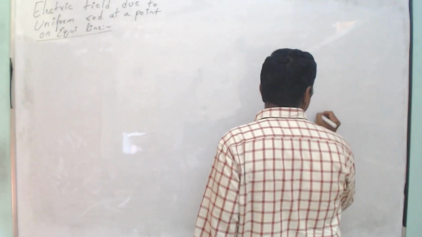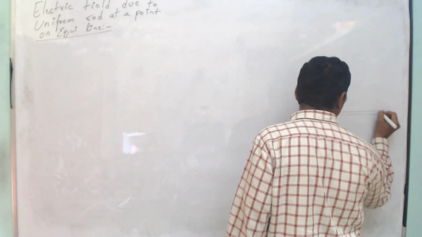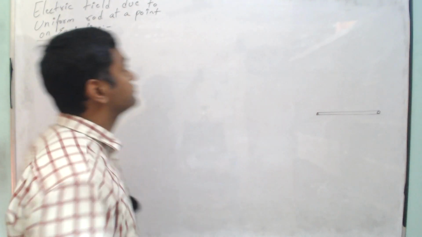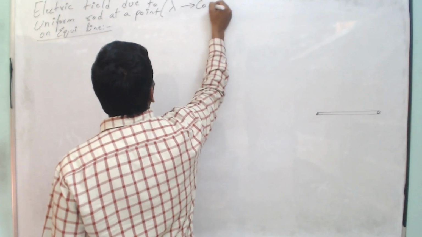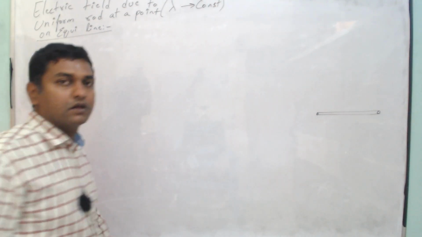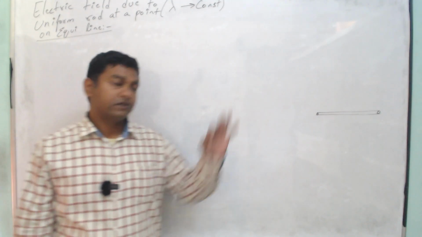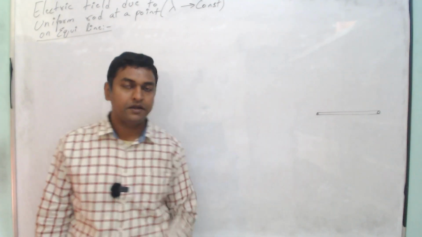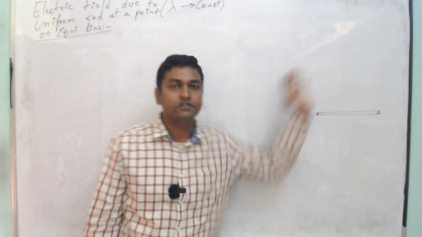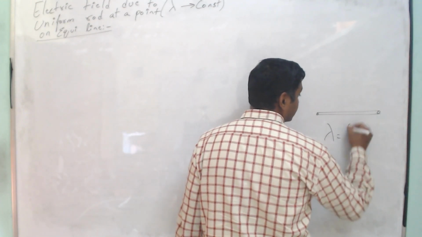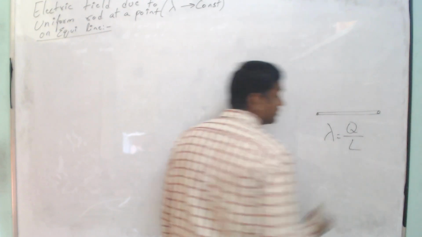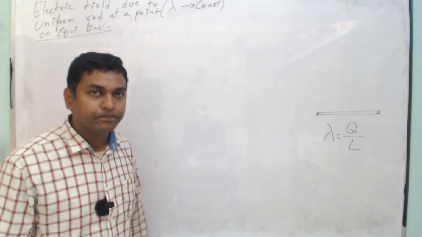So let's say this is my rod and uniform charge distribution. That means I am taking lambda as constant, right? Linear charge distribution, I will use lambda, and uniform means lambda is constant. Is this clear? And what is lambda? Lambda is nothing but the total charge upon the total length of the rod.